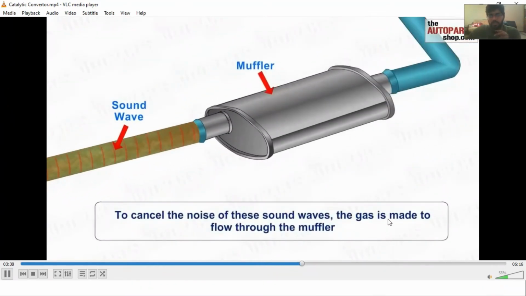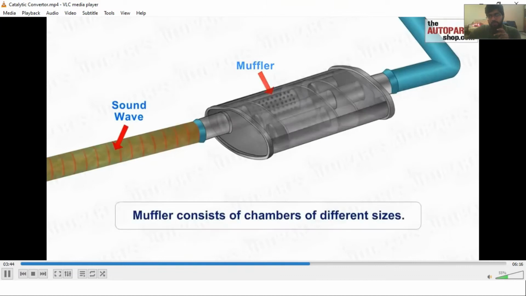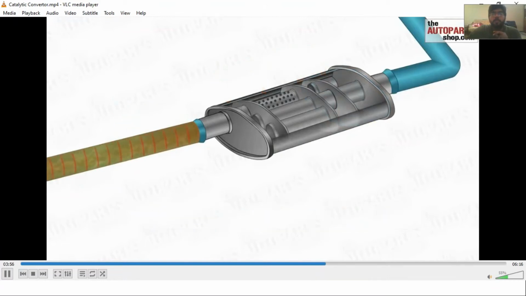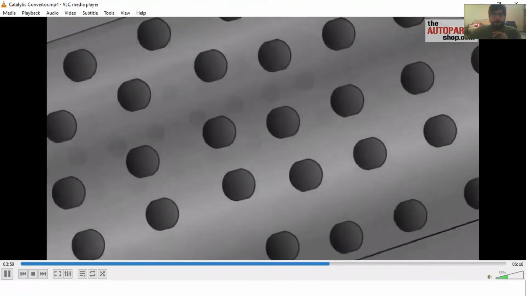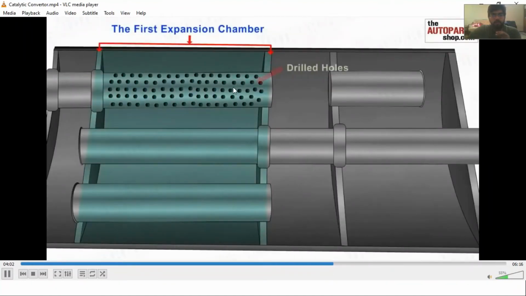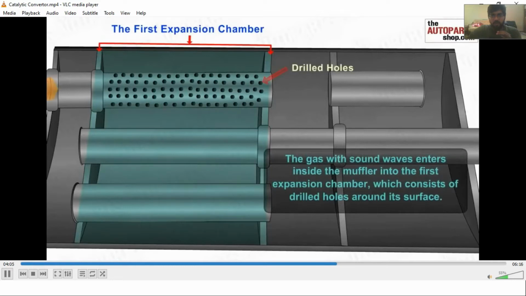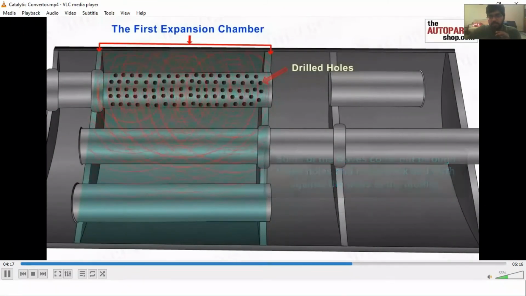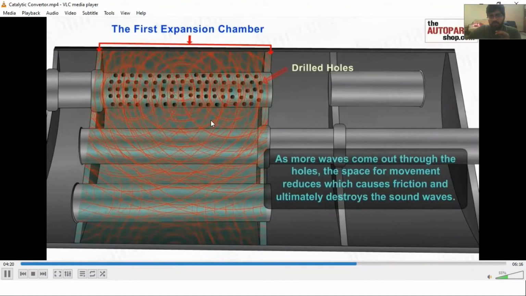So now it will pass through the muffler, and the muffler will basically reduce the sound. The muffler consists of different chambers of different sizes. Now here you can see we have this pipe. This is the first expansion chamber. It will have some drilled holes in it. The exhaust gases will come here and strike through this end, and come out of these drilled holes, and as a result the sound waves are being reduced.